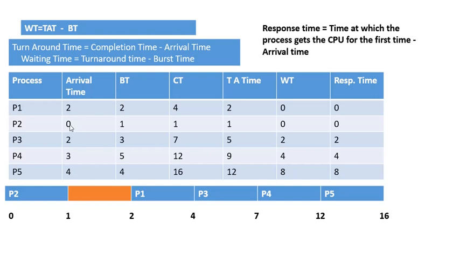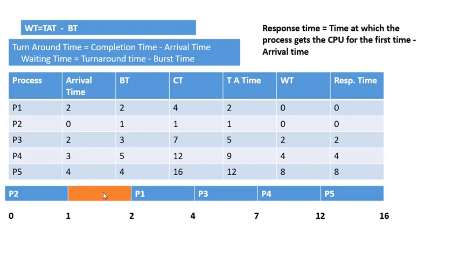So P2 will come into the system first. And what is the burst time? 1. So at burst time 1, it will get over, right? But the next process will come at arrival time 2, you can see over here. But P2 is completed at once. So from 1 to 2 your CPU is idle.